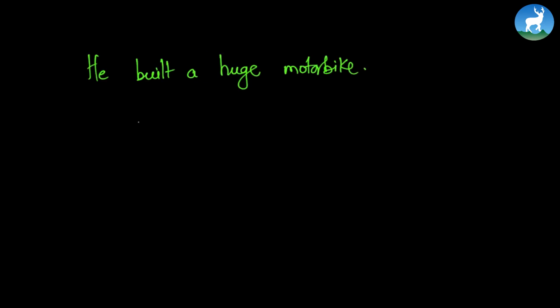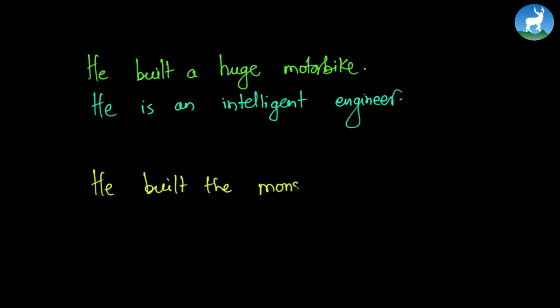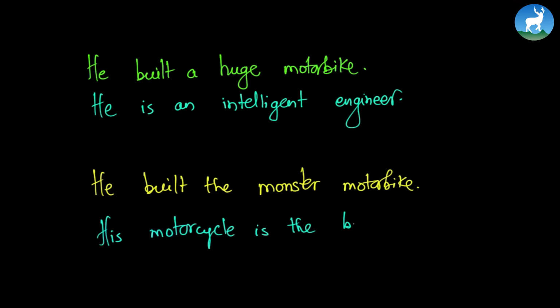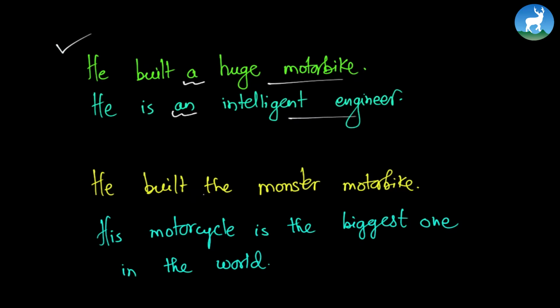He built a huge motorbike. He is an intelligent engineer. He built the monster motorbike. Monster motorbike means a big, big motorcycle, like a monster. His motorcycle is the biggest one in the world. So we have four different examples. The first two show the use of indefinite articles, while the last two show the use of the definite article. We have an article followed by a noun phrase, and the article followed again by a noun phrase, right? The biggest one in the world. So that is the whole idea.